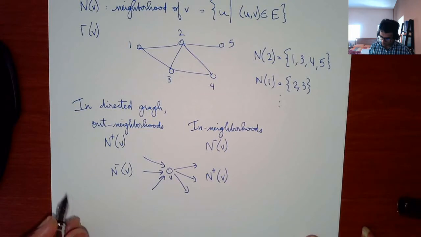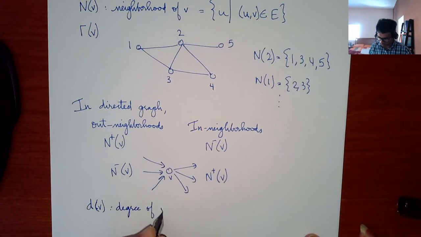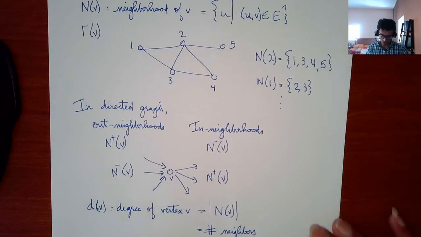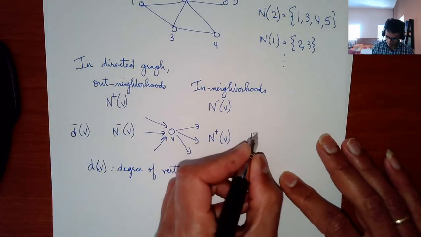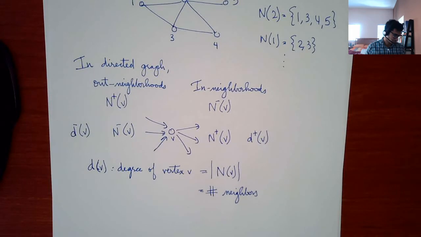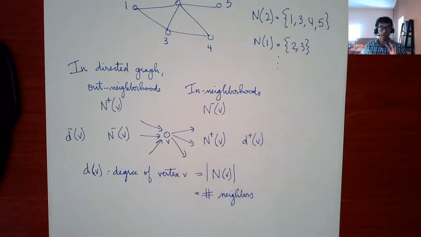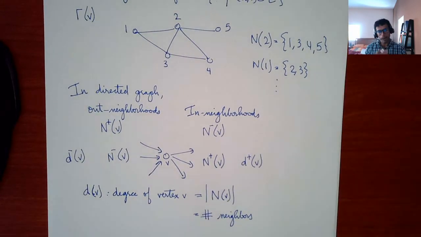An important notion is the degree of vertex V. So the degree is just the size of the neighborhood. This is the number of neighbors, the number of distinct neighbors. And similarly, you could have an in degree and an out degree. Okay, so let's begin. Any questions about what a graph is? We now need to talk about how to represent it, but do you understand abstractly what a graph represents?